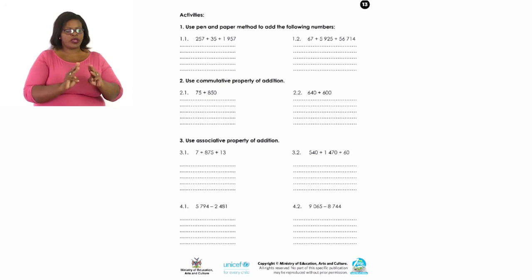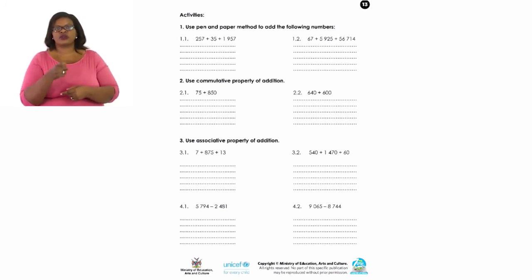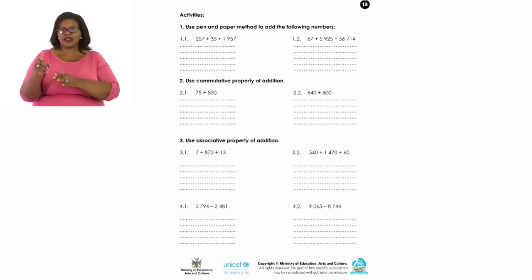And 4.1, these two nice minus sums. 5,794 minus 2,481. And 4.2, 9,065 minus 8,744. So guys, do this activity. I really hope that you will enjoy it. And then on the last page of our book, here you will find our memo. So this brings us to the end of our class.